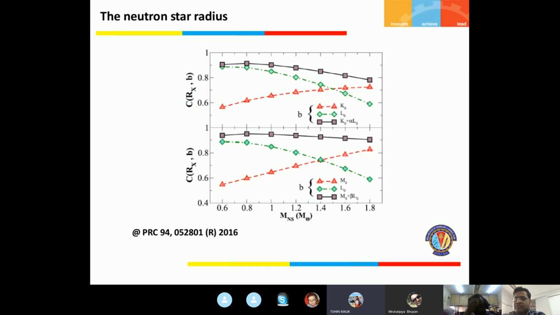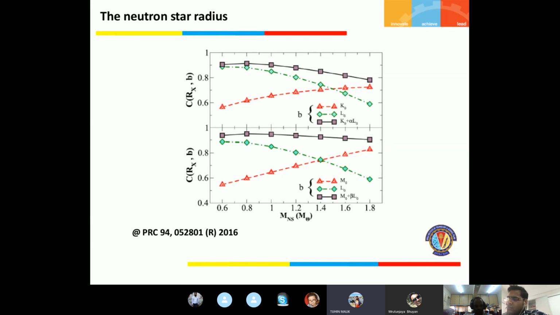So there is a very nice study by N. Alam and his collaborators in 2016 in PRC 94, 052801. Basically they have shown how the neutron star radius is correlated for different masses of the neutron star, and they have seen that the individual parameters, such as K0, which is the incompressibility, a parameter of the symmetric nuclear matter, and L0, which is the slope of the symmetry energy, are not that well correlated individually. If you take the combination of those two, K0 plus alpha L0 and Q0 plus beta L0, these combinations are very strongly correlated with the radius.